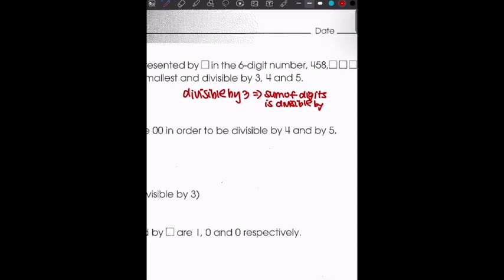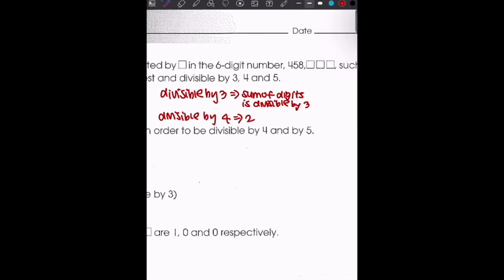And divisible by 4 tells us that the last 2 digits must be divisible by 4. And divisible by 5 tells us that the last digit is either 0 or 5. And so we have the numbers like this.